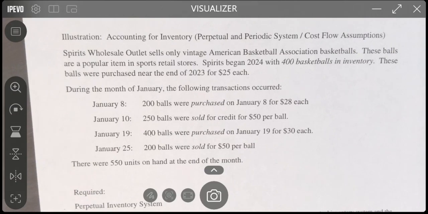On January 19th, we bought 400 more, this time for $30 each. So we have escalating inventory prices. And then on January 25th, we sold 200 more. There were 550 units on hand at the end of the month. All right. So you'll get used to these facts because we're going to use them with the 2 inventory systems and then the 3 cost flow assumptions within each inventory system.